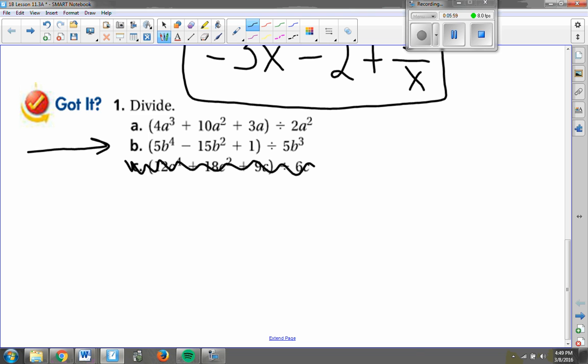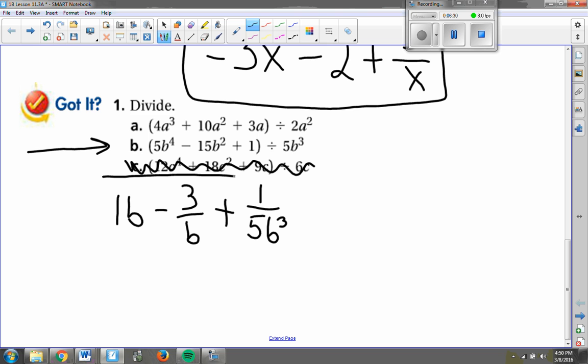Alright, when I divide the first piece, 5b to the fourth divided by 5b to the third is just 1b, or just b. And then I have a minus sign, and I'll have a 3, 15 divided by 5. And then I have b squared divided by b to the third. Now there I should have more b's on the bottom, so I will do 3 over b. And then at the end, I have 1 divided by 5b to the third, and I actually can't simplify that at all. So this is my final answer. 1b, or just b, minus 3 over b plus 1 over 5b to the third.